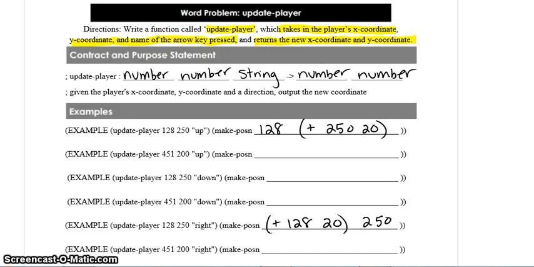So this is where we left off in the Lesson 8 packet. We're on page 4, where we are writing the code for update player. We've written the contract together, and I did 2 examples for you. One of the examples is for when the up key is pressed. One of the examples is for when the right key is pressed.